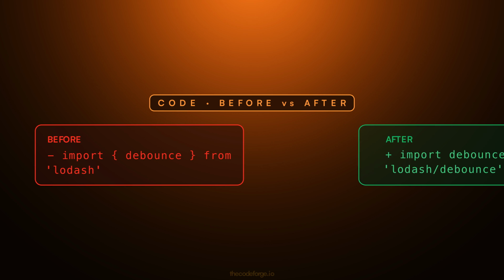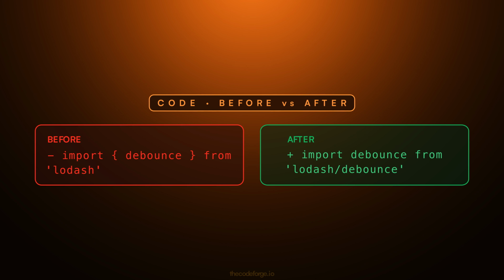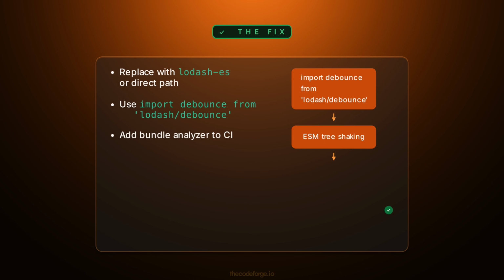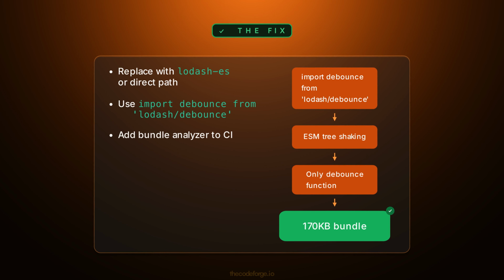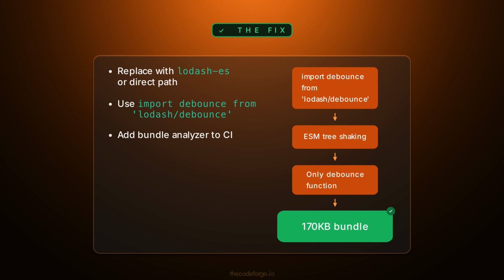A single named import from lodash, CommonJS, bundled the entire 68 KB library into every page because tree shaking cannot eliminate unused exports from CommonJS modules. The fix was replacing the barrel import with a direct path import, import debounce from lodash/debounce. This imports only the specific file for debounce, not the entire library. Post-fix, the bundle dropped from 238 KB to 170 KB, back within budget.